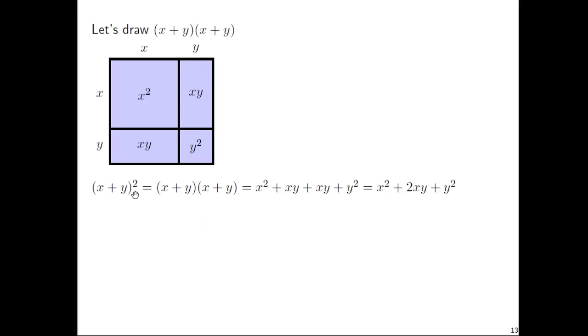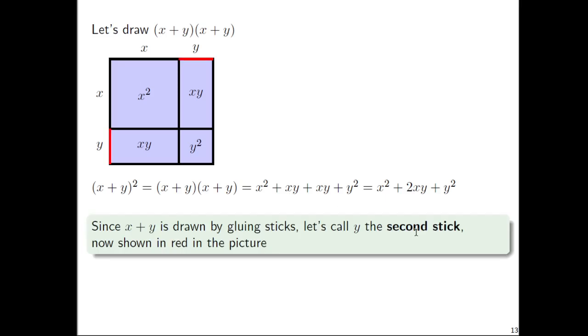So x plus y quantity squared is x plus y times x plus y, and you distribute all this out, FOIL this out, expand this out, you get x squared plus xy plus y squared. If you collect like terms for the middle two, xy plus xy, you get a 2xy. So in the end, you can have x squared plus 2xy plus y squared. Now look, since x plus y is drawn by gluing sticks together, let's call y the second stick. And I'm showing you that second stick in red in the picture at the top.